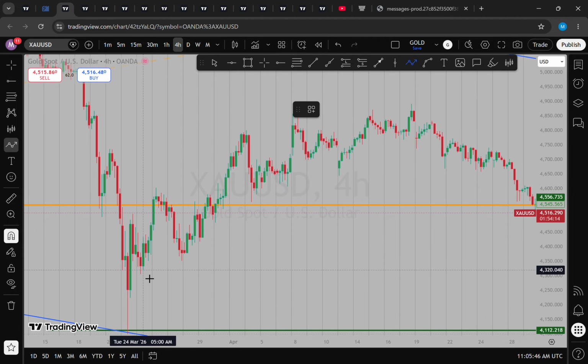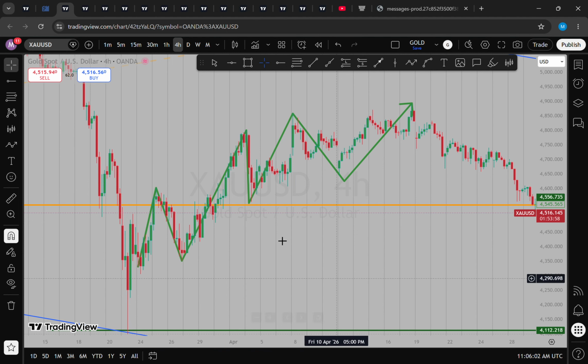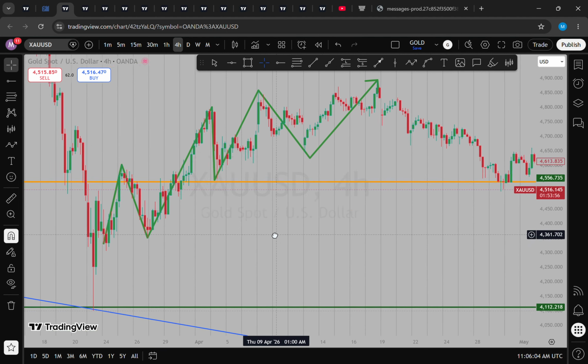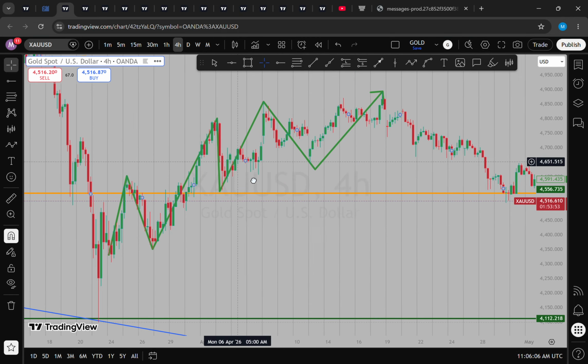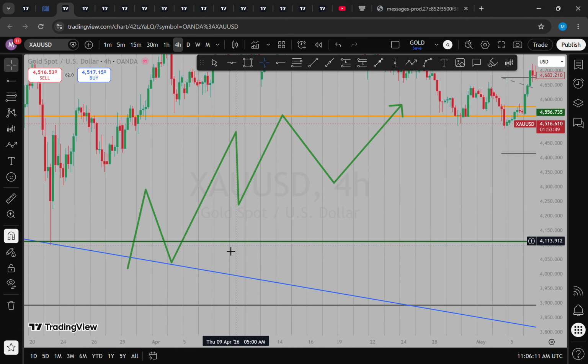From here, we have this low, we have this high, higher low, higher high, higher low, higher high, higher low, higher high. Okay, can you see? So from where we started our class from, this is low, this is high, higher low, higher high, higher low, higher high, higher low, higher high. So you see the same thing.